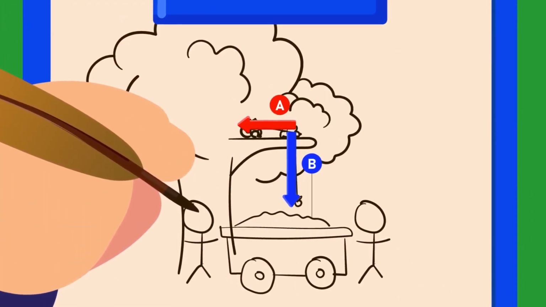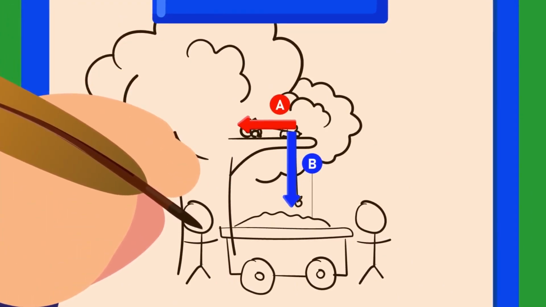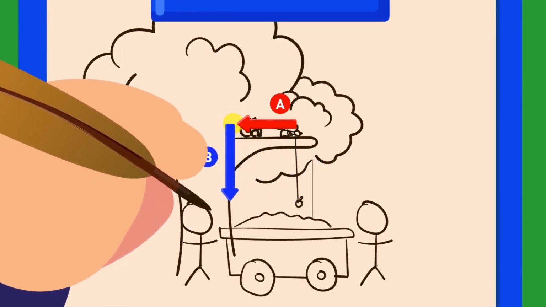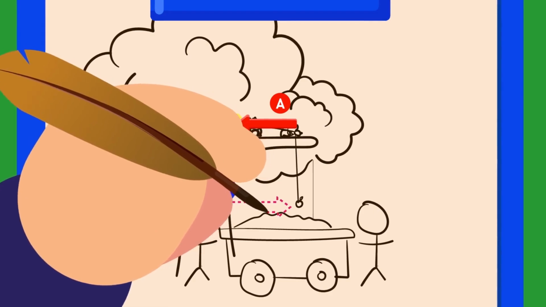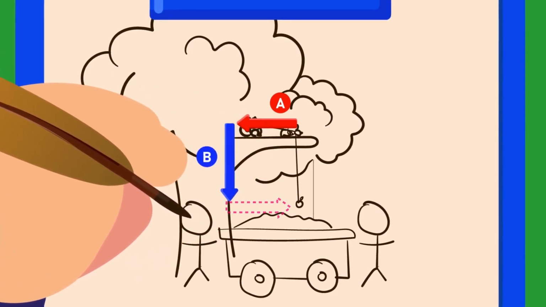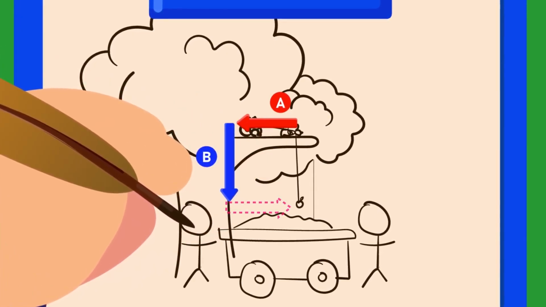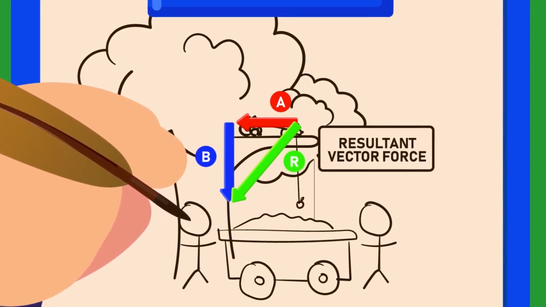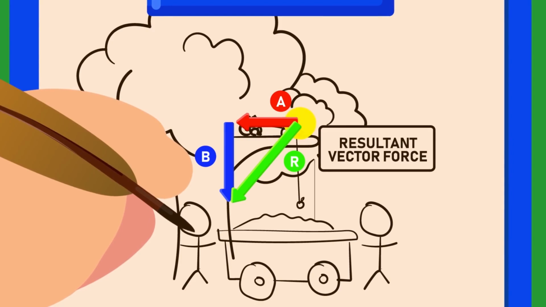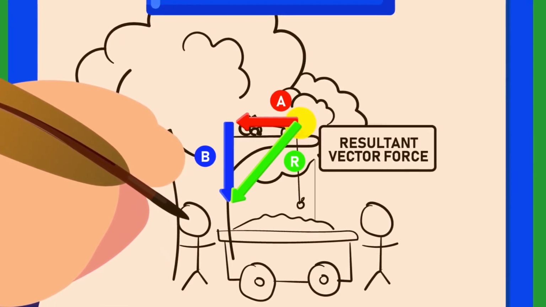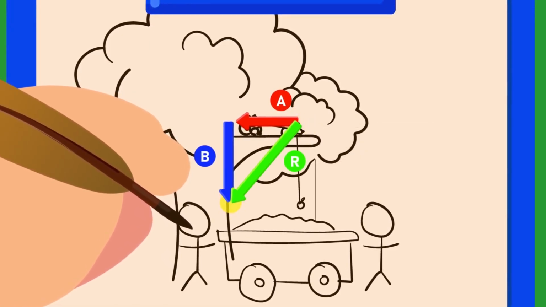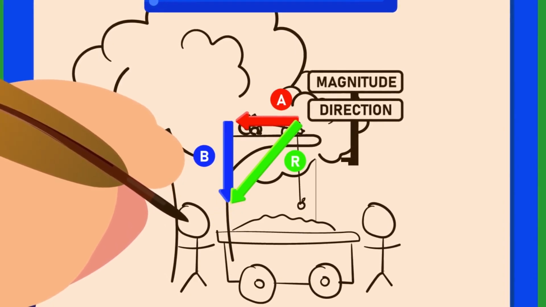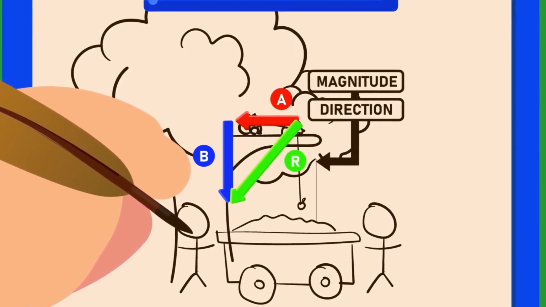To add them, we take vector A and then draw vector B, such that its tail coincides with the head of the first vector A. Similarly, draw the next vector for the third force, if any, with its tail coinciding with the head of the previous vector, and so on. The resultant vector force, vector R, is drawn such that its tail is at the tail of vector A, the first vector, while its head is at the head of vector B, the last vector. Vector R represents magnitude and direction of the resultant force.